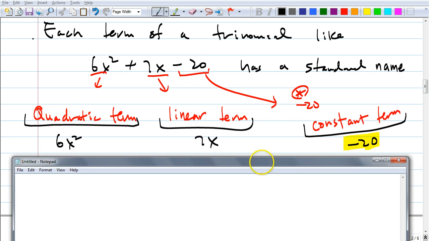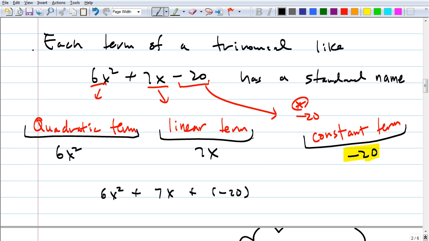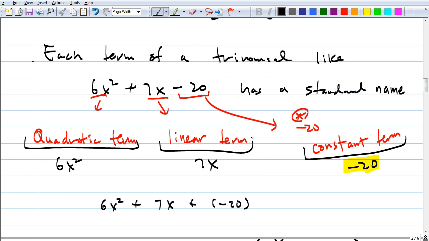The names are: the 6x squared is called a quadratic term, 7x is called a linear term, and lastly the negative 20 is a constant term. And just like Audrey said, the terms are separated by addition, so it's not 20 the last term, it's negative 20, isn't it? So write that down.